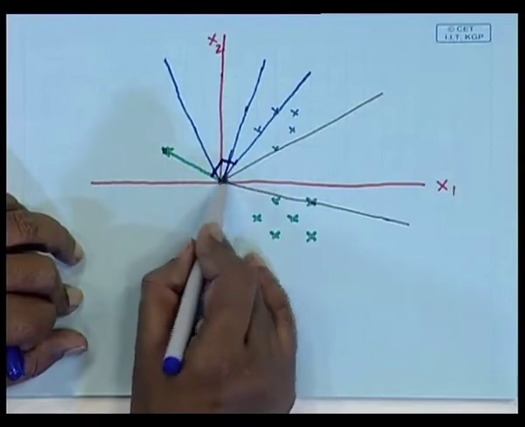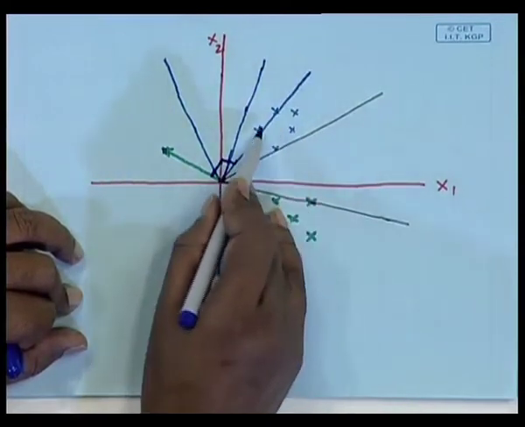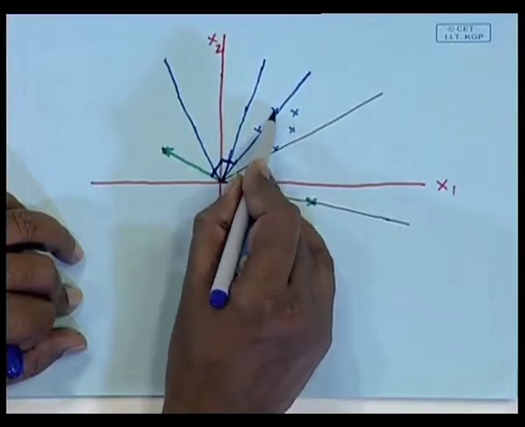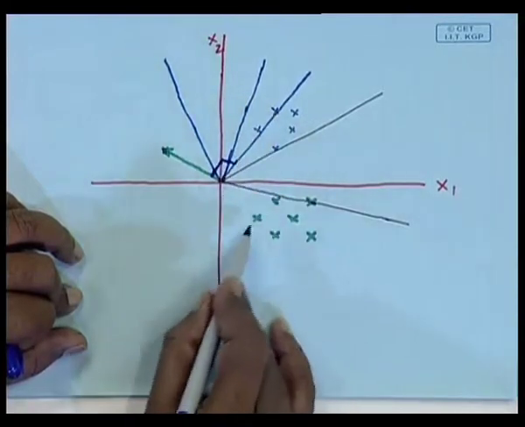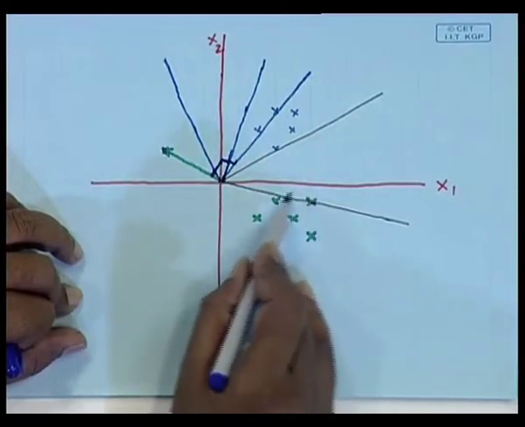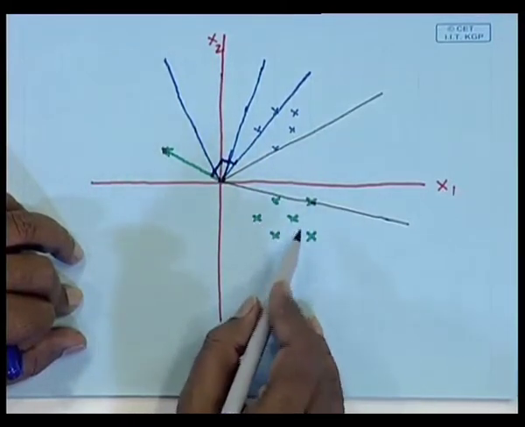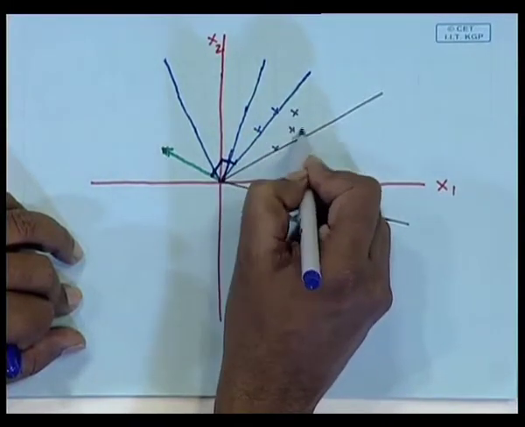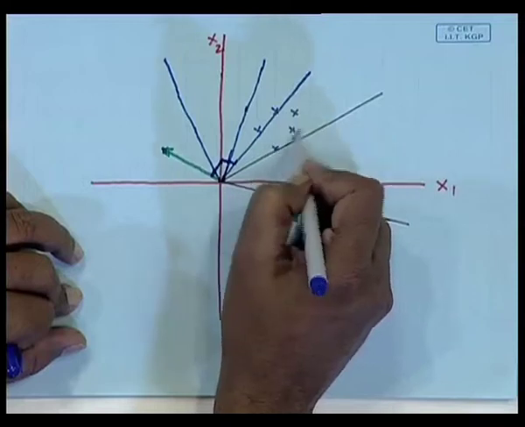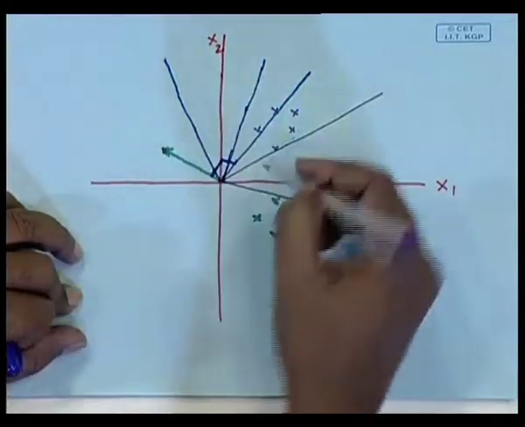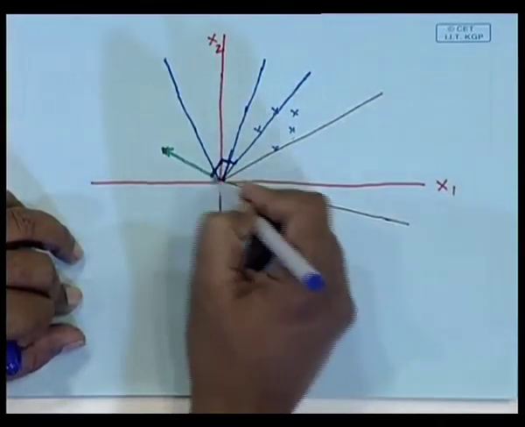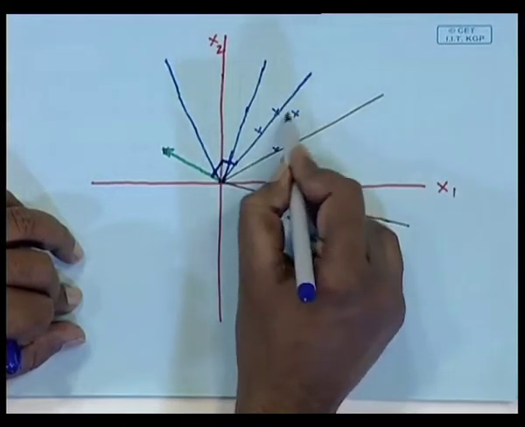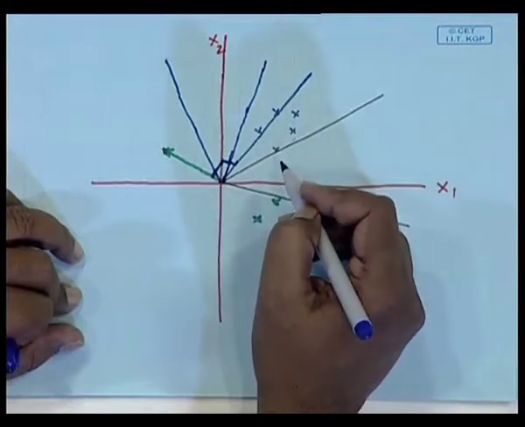Now, find that when this is my decision surface, it properly classifies this sample as well as this sample. It also properly classifies all the samples in class omega 2, but this decision surface misclassifies these 3 samples. These 3 samples actually belong to class omega 1, but this weight vector classifies them to class omega 2. So, these are the 3 samples which are misclassified.